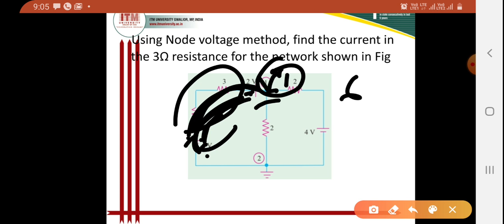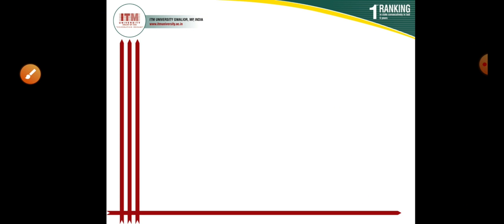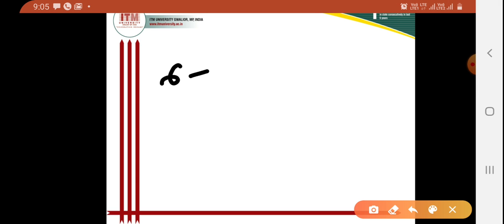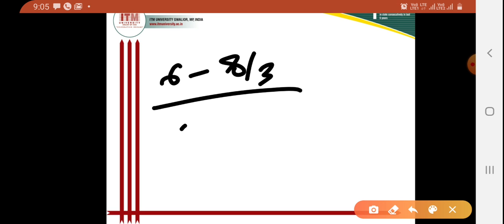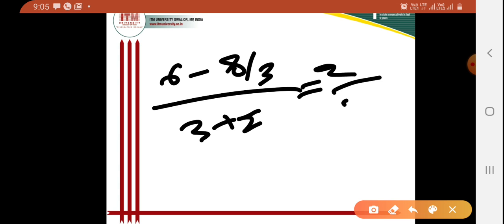So I can write now, 6 minus 8 by 3, that is V1, divided by 3 plus 2, which can be written as 2 by 3 ampere. So the current through the 3 ohm resistance will be 2 by 3 ampere. In an alternate way also we can solve it.